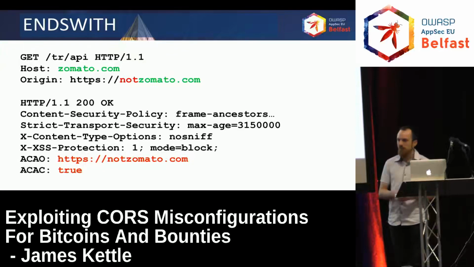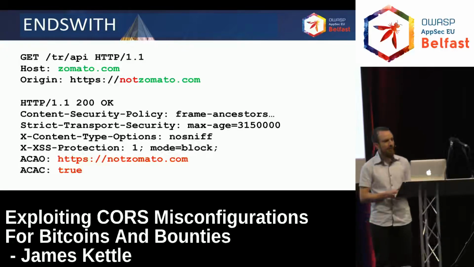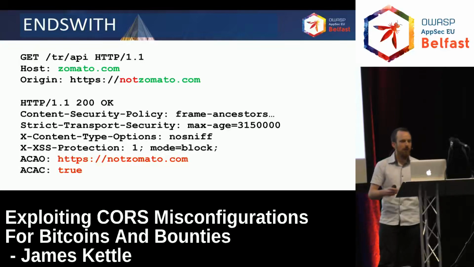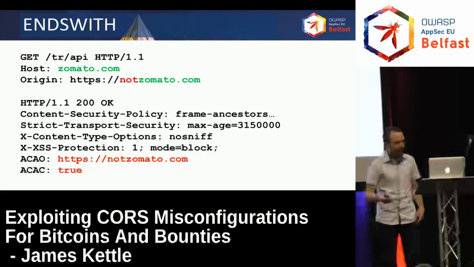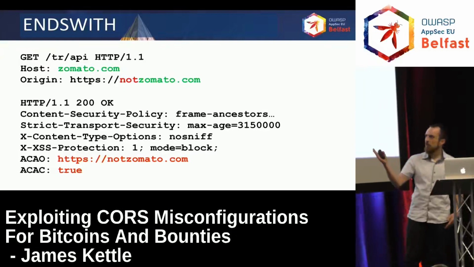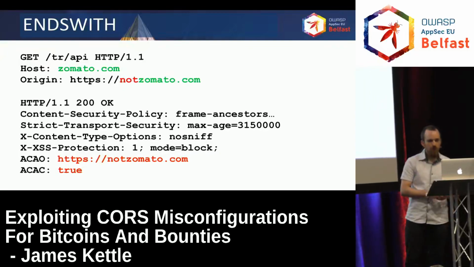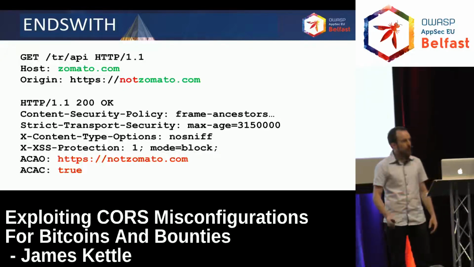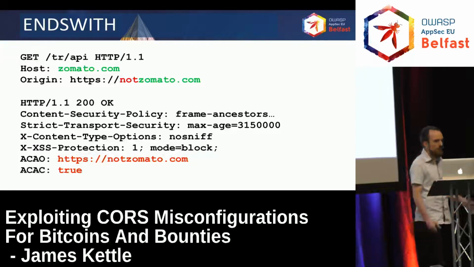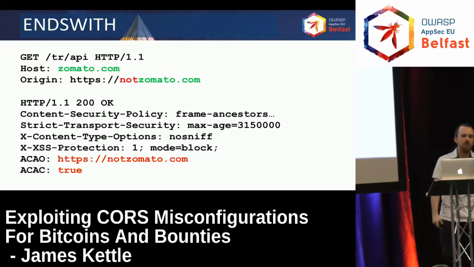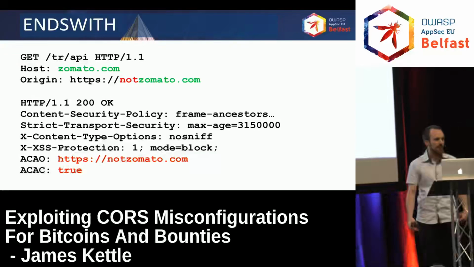Something else that some sites do is they validate the end of the origin, and they forget to put a dot at the start. So here, I think they're trying to trust all their subdomains. This is Zomato. This is a real site. They have a bug bounty program, and they trust notzomato.com. Great work. Probably the most noteworthy thing here is the number of security headers they've got. They've got content security policy, strict transport security, content type options, XSS protection, and yet with 2 extra headers, they remove all their security.